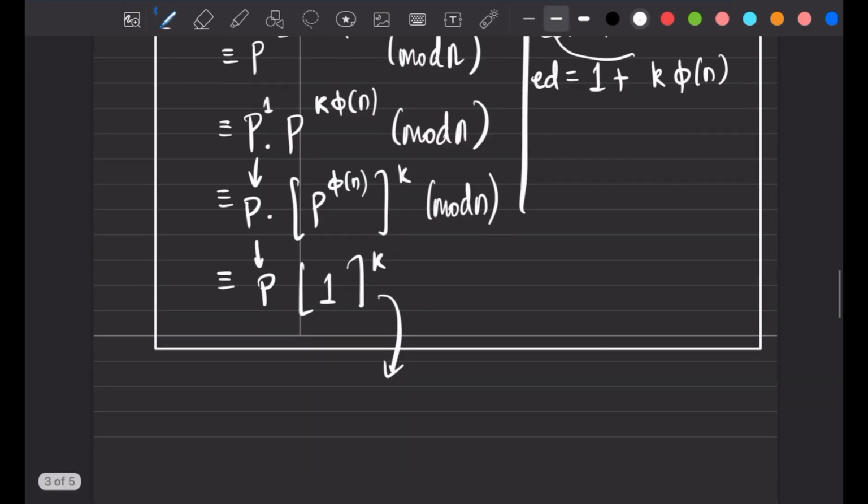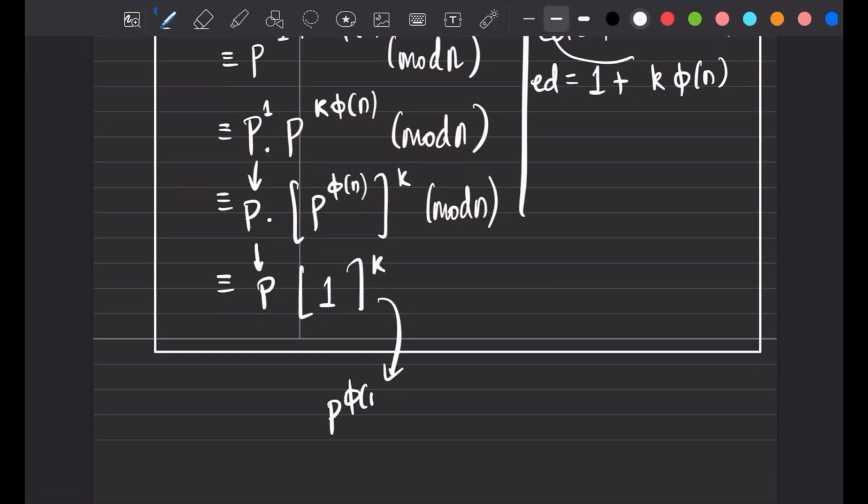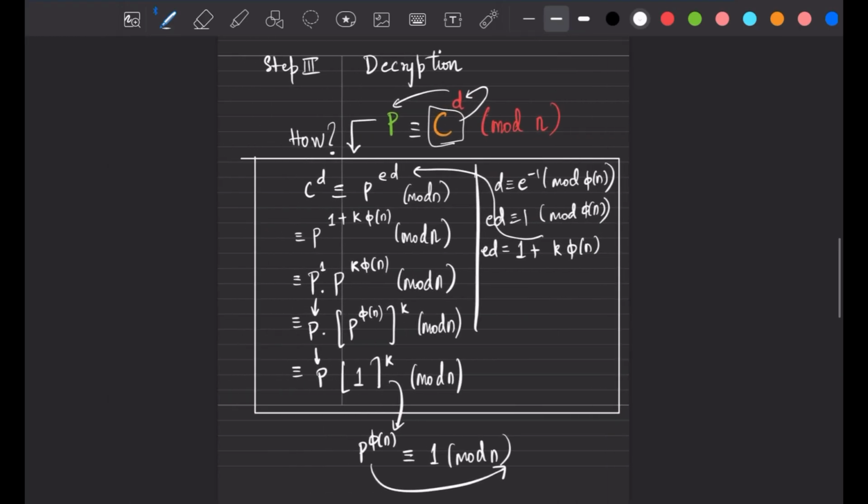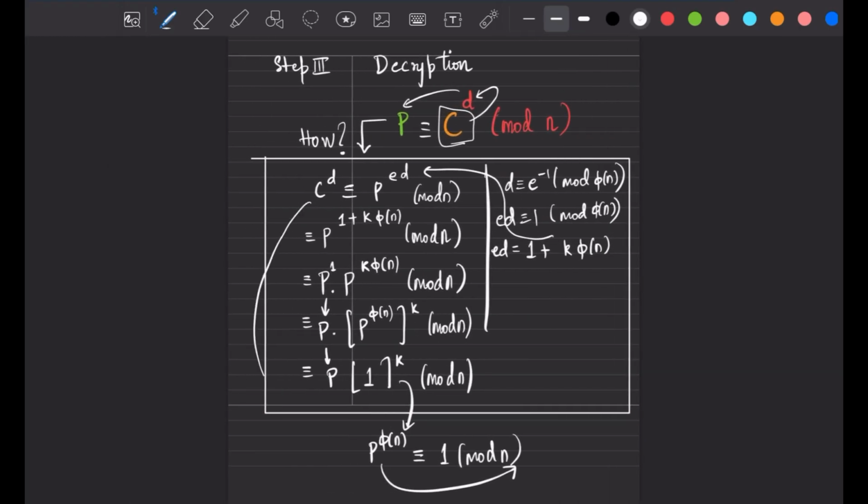Why is it so? If you recall, there is something called Euler's theorem, which says that P raised to phi of N is congruent to 1 modulo N. This is all provided the GCD of P and N is 1. So you clearly get your decryption formula using this. So C raised to D is nothing but P modulo N.